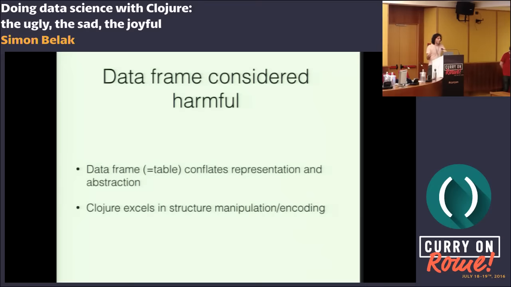Why? Because it sort of conflates two things, representation and abstraction, and kind of forces you into this matrix-like way of working, which sometimes makes sense, but oftentimes, especially at the beginning stages of analysis and when you're cleaning up data, what you actually have is very heterogeneous data. And in those cases, data frame is a relatively poor abstraction of what you actually want to work with. And on the other hand, this is somewhat Clojure specific, as Clojure excels in structure manipulation and kind of encoding computation into structures. And so it's a shame to move away from that.